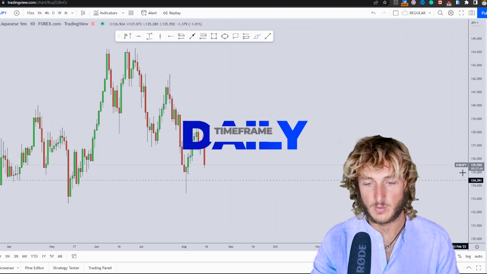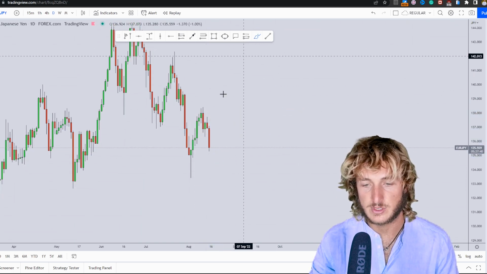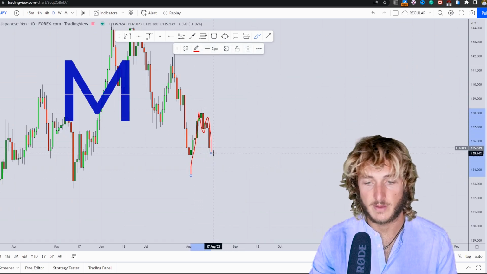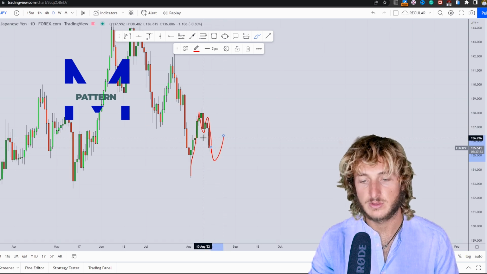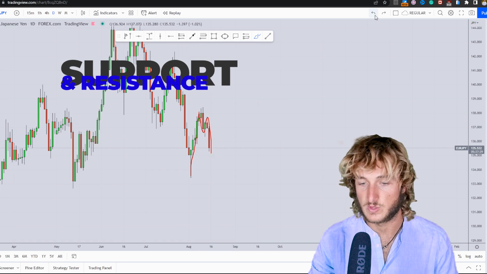Dropping down to the daily time frame, what do we see? From a daily perspective, we can see how in creating this move to the downside, the market is also printing this M pattern. And as I said earlier, after the creation of an M pattern, we would like to see the market create a completion at the neckline, which is previous support turned resistance.